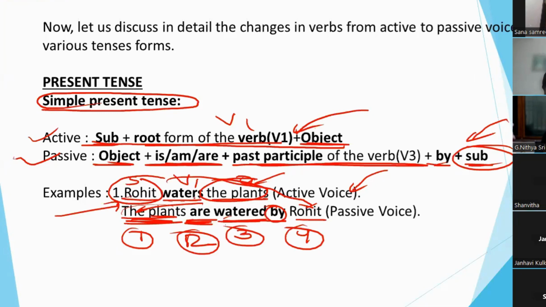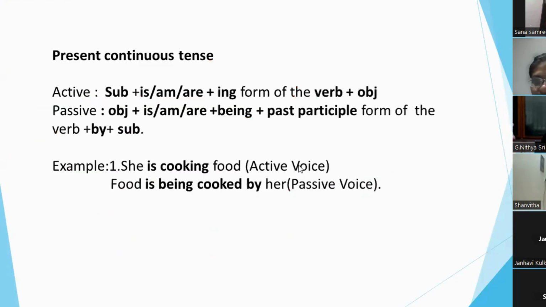Yes, so it is in the simple present tense. So when your active voice is in the simple present tense, its structure looks like subject, root form of verb, and then object. Rohit is our subject, the root form of verb is water. This is your structure of active voice in simple present tense. Understood? Yes, ma'am. Any other doubt? Okay, so now let's move to the next tense.